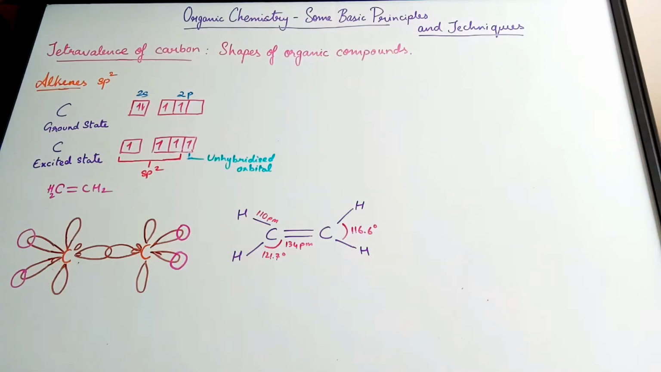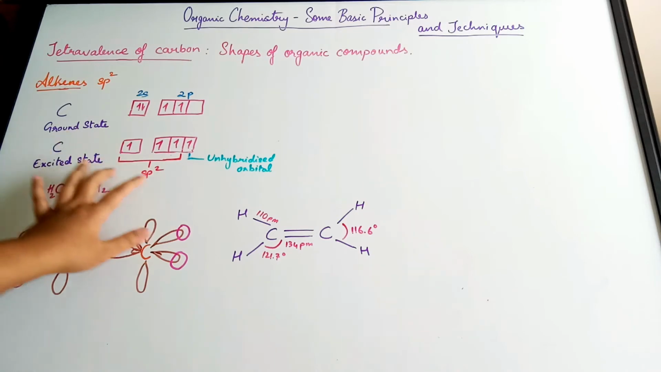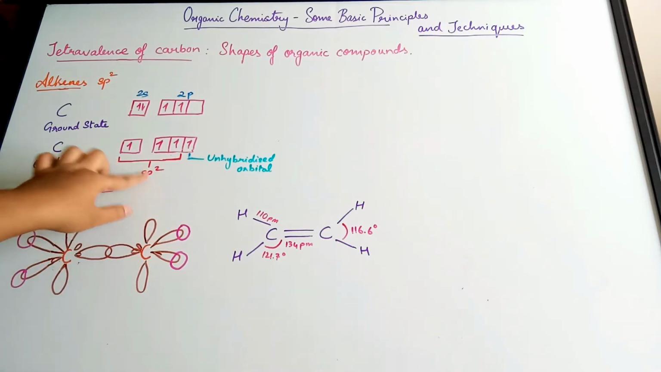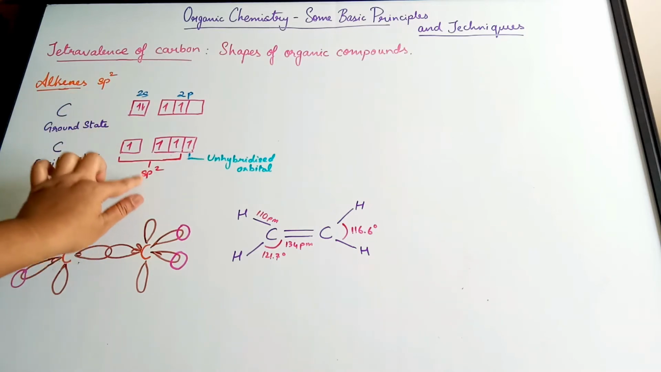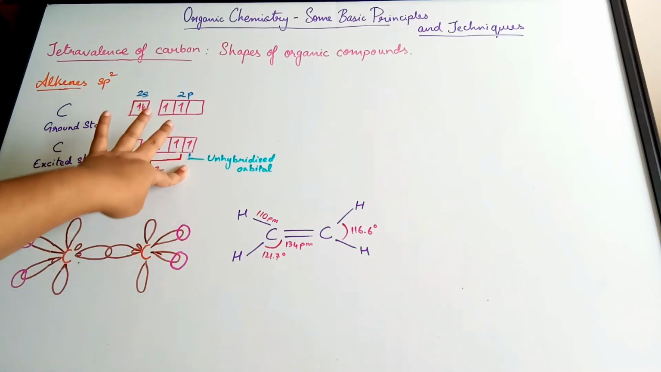So in case of alkenes, they have a carbon-carbon double bond in them. Here in the excited state of the carbon atom, the two orbitals of p as well as one orbital of s, all these three will combine to give us sp2 hybridized orbitals. So they will give us 3 sp2 hybridized orbitals and one of the p orbitals will remain unhybridized.